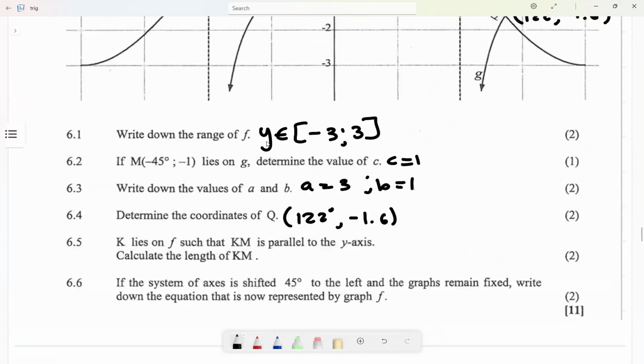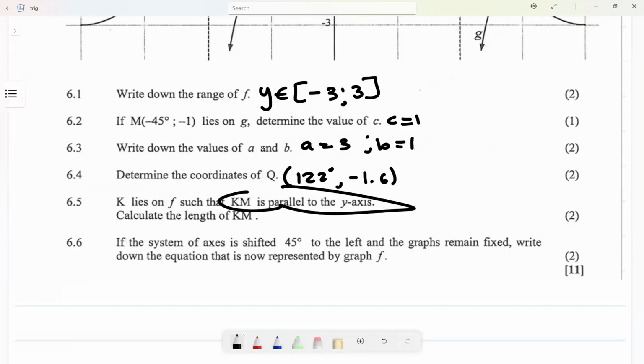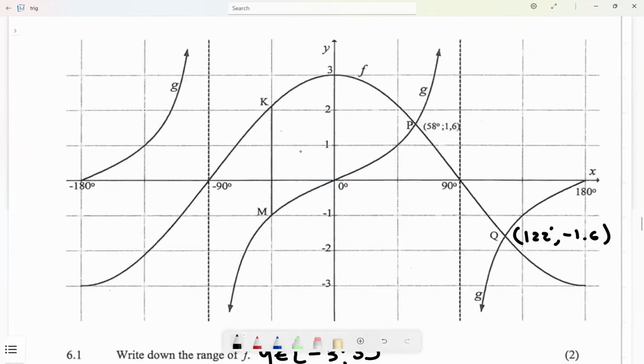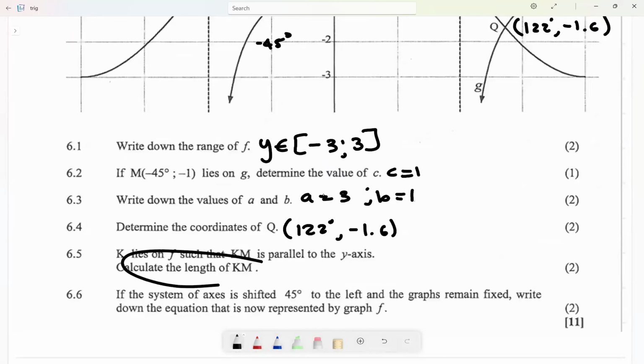And then they say K lies on F such that KM is parallel to the y-axis. K lies on F such that KM, let me highlight this, KM is parallel to the y-axis. What do they mean? It means the value of x here does not change. So it means if here it is negative 45, it's going to be negative 45 for all the y values there. Okay, yes. So then what? Calculate the length of KM.